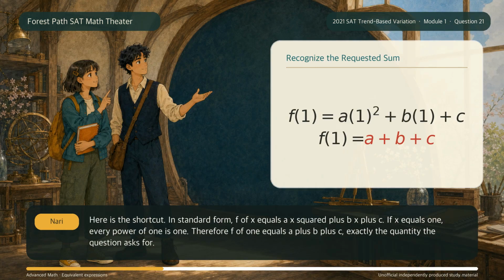Here is the shortcut. In standard form, f(x) = ax² + bx + c. If x equals 1, every power of 1 is 1. Therefore, f(1) = a + b + c, exactly the quantity the question asks for.